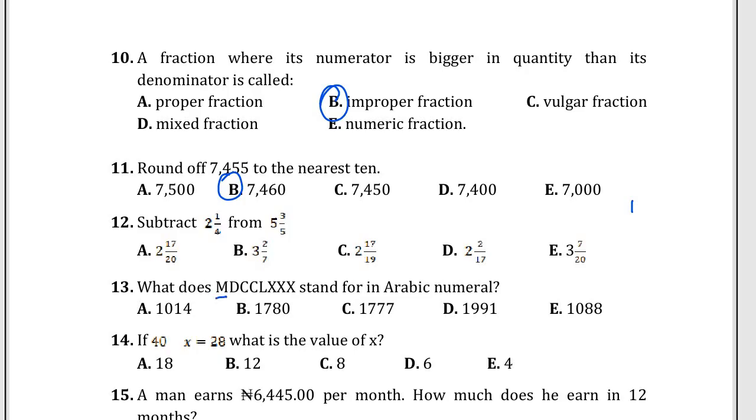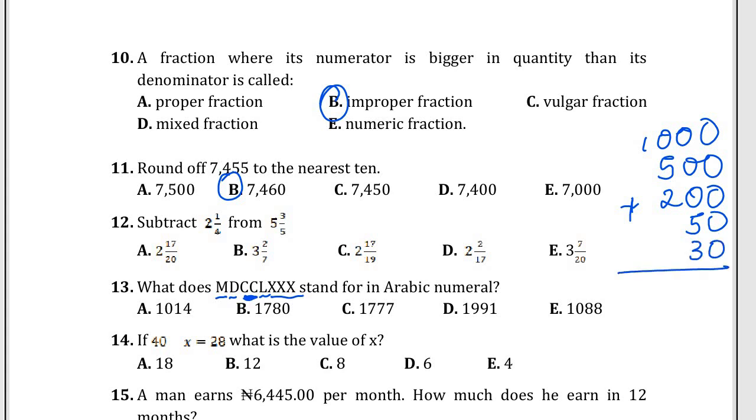This value M stands for 1000. D stands for 500. C stands for 100. Because we have 2C, that's 100 plus 100, 200. Now, L stands for 50. X stands for 10. We have 3. That's 10, 20, 30. Now, simply add this together. So MDCCLXXX stands for 1780, which is option B.